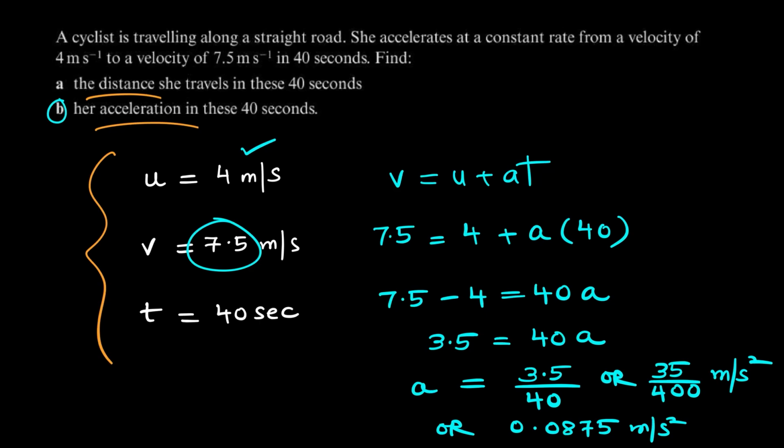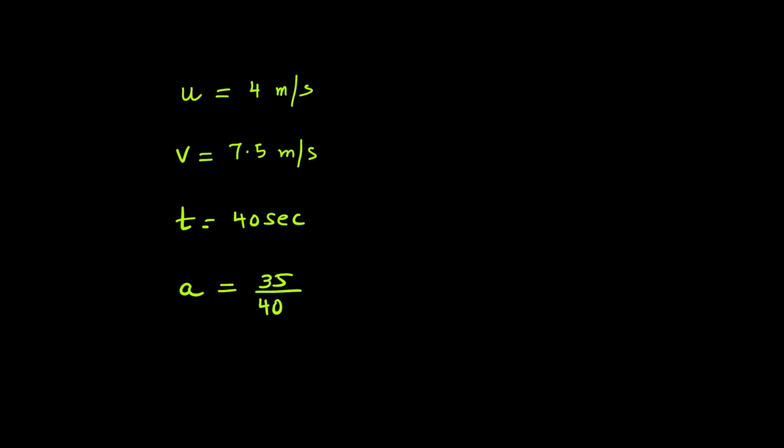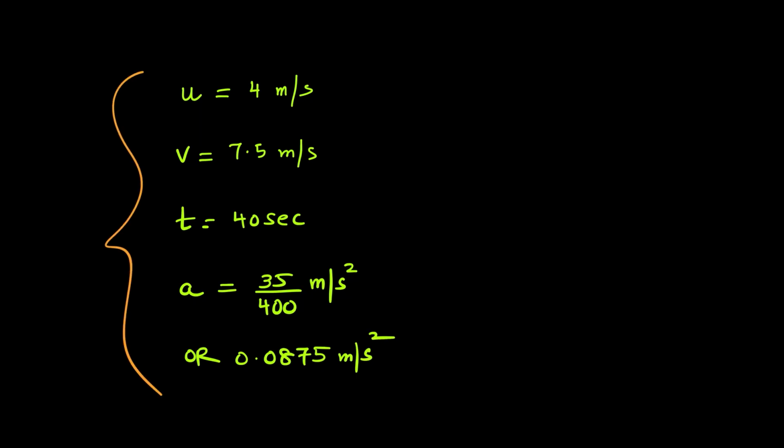Now let's focus on part A, the distance that we have to cover. So we have the initial velocity as 4 meters per second. We have the final velocity as 7.5 meters per second. The time is 40 seconds and the acceleration came out to be 35 over 400 in fractional form, or in decimals, 0.0875 meters per second squared. Now we are interested in finding the distance. What are the options that I have?